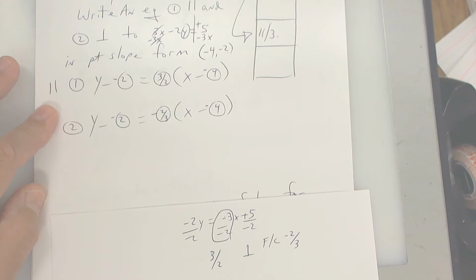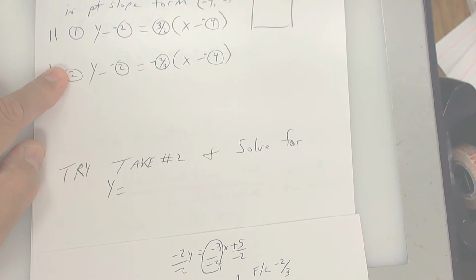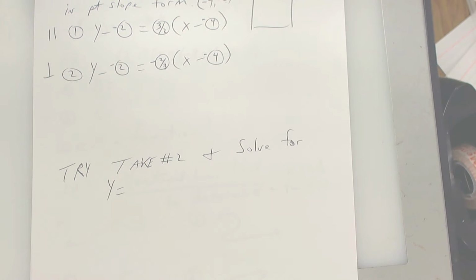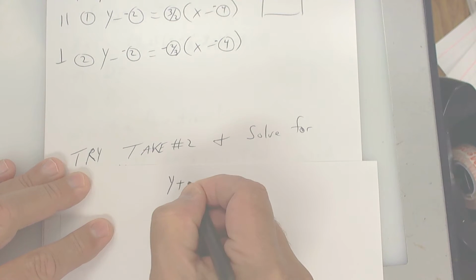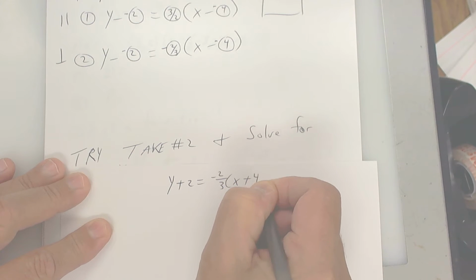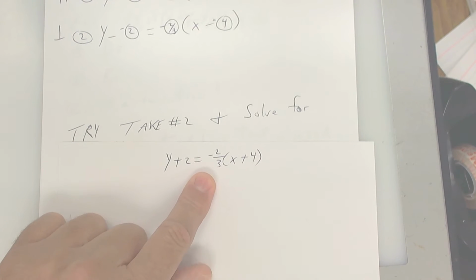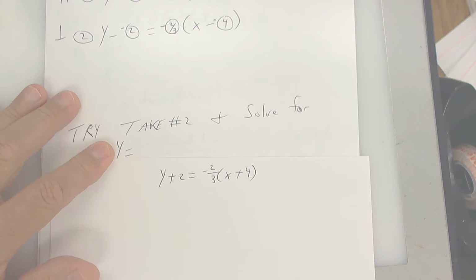That's it for the bell work. All right. Now let's talk about taking number 2. So put away your bell work, and we're going to take number 2, which looks like this. So copy that down on a new sheet of paper, and I want you to get y by itself. Okay, so solve for y.